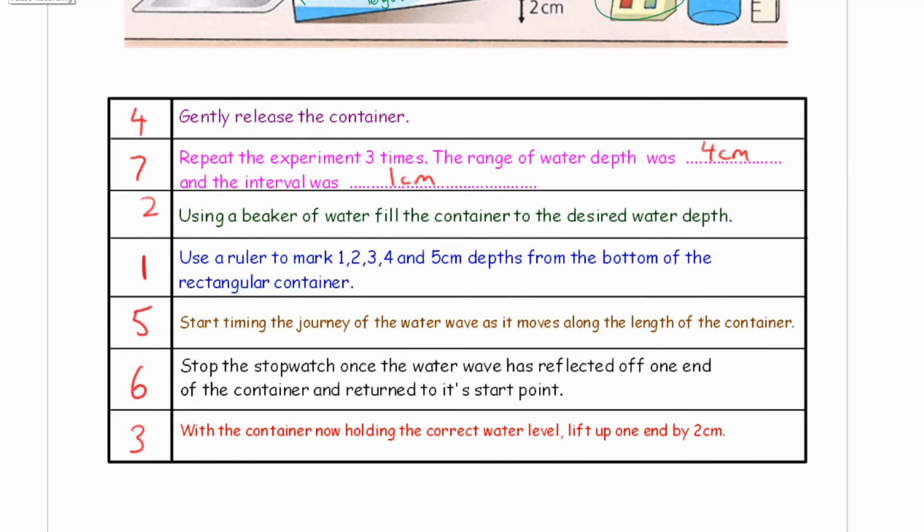I've completed it there, so check again against that. I won't read through each one, but one thing I will highlight is the range and the intervals, because we've got these values down here of the independent variable, the different depths. The range, remember, is from the highest to lowest values. So that's 5 take away 1, giving you 4 centimeters. And the interval is the gaps between successive depths. So 1 centimeter, 2, 3, 4, 5, all 1 centimeter.